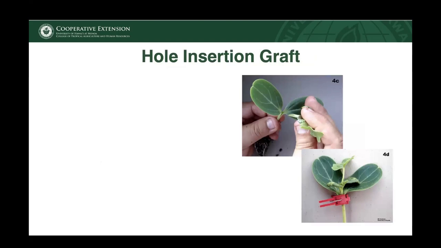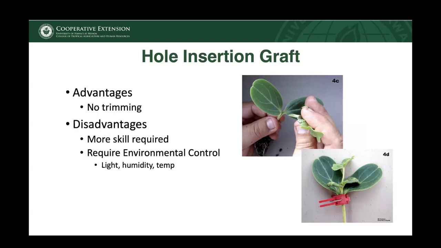And then the hole insertion technique is you're basically cutting off the top of the rootstock down to the cotyledon. You potentially use a toothpick, you poke a hole in the top, and then you insert the scion from that graft that you want, or the plant that you want. No trimming is one of the advantages, a little bit more skill to be able to poke it in shallow enough to get a good connection. And it also requires the same environmental control.